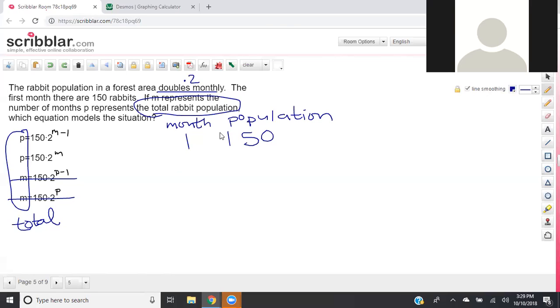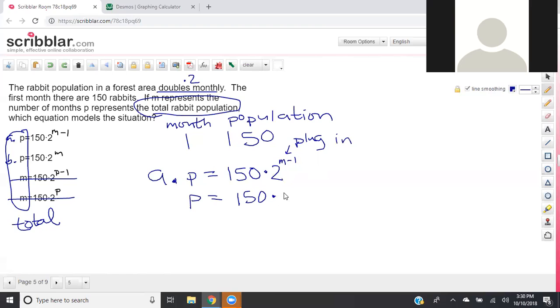Well, the only information we know is after 1 month, the population is 150 rabbits. We're going to try our answer choice. Sorry, they weren't labeled. We'll call it answer choice A and answer choice B. We're going to try our answer choice with the only information we know for sure. So we're going to try answer choice A, and we're going to plug in the number of months and see if we get out the correct total population. So we know only the information for 1 month.